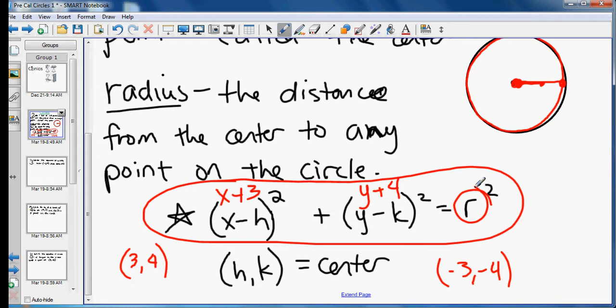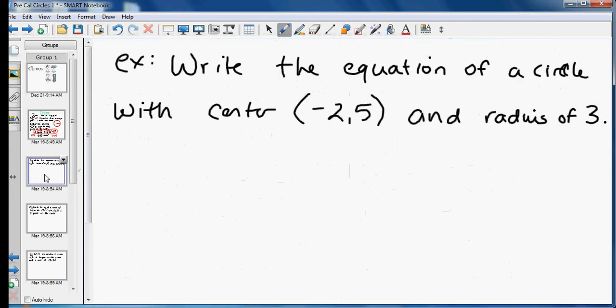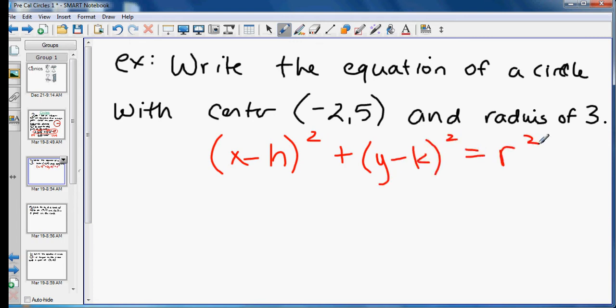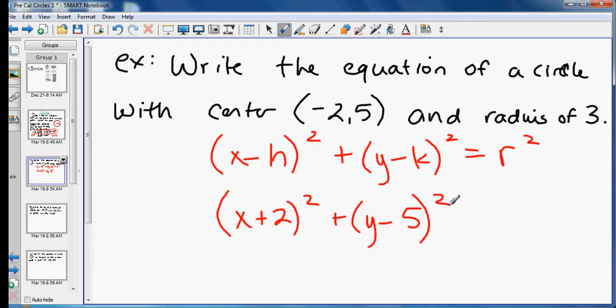So first example, we want to write the equation of a circle with a center (-2, 5) and a radius of 3. So I'm just going to write the basic form here first. This is what we're wanting to fill in, and we need to fill in the center and the radius. So we subtract -2, that's a plus 2. We subtract 5, and the radius is 3, so we're going to go ahead and square that and write it as 9.